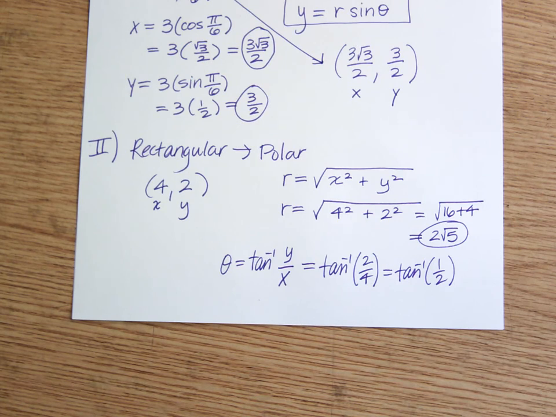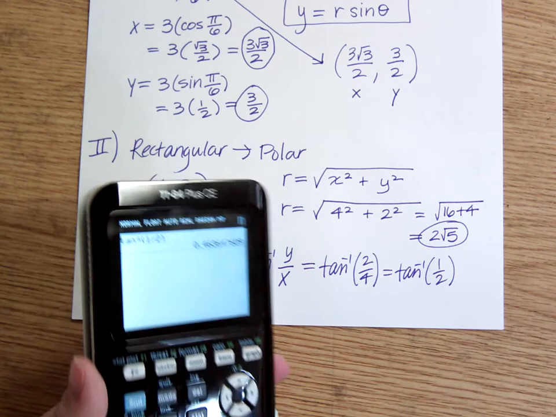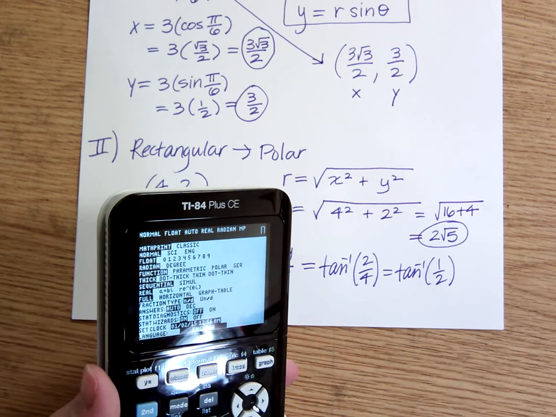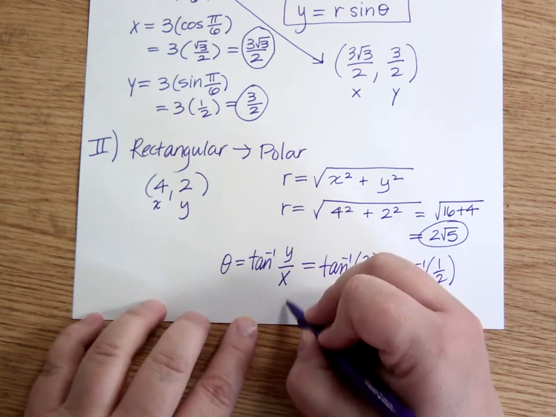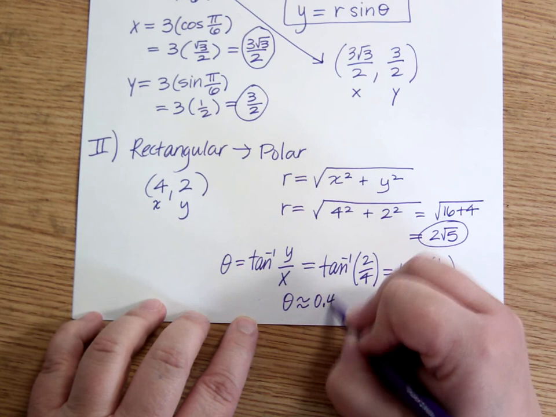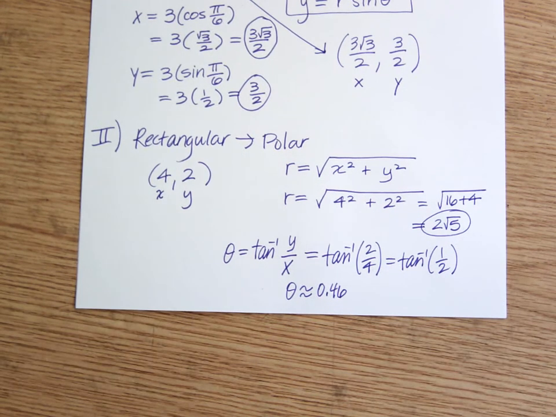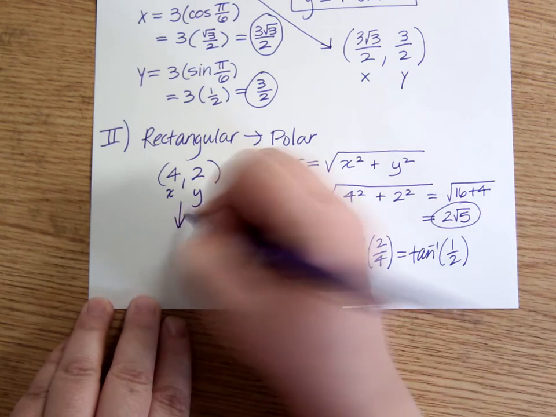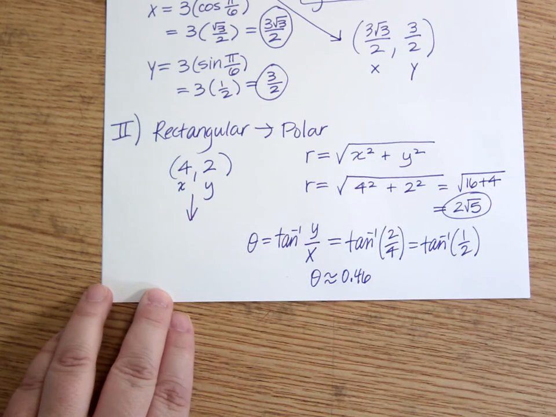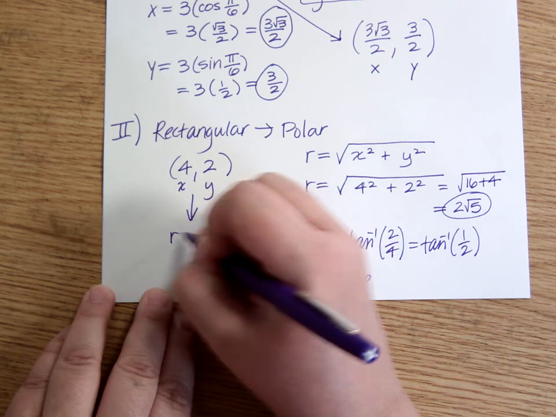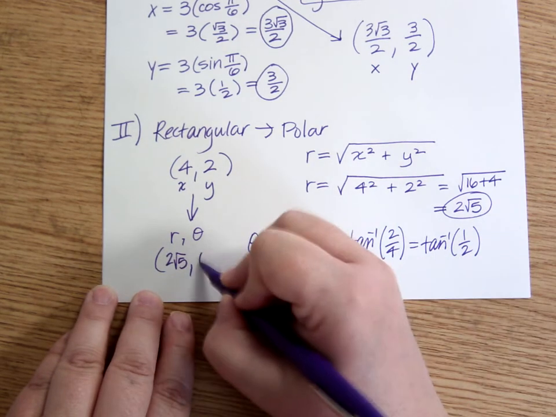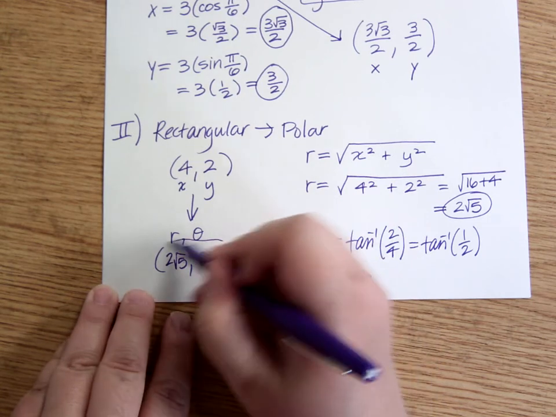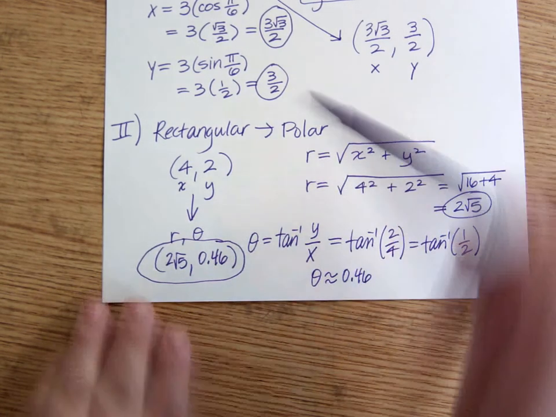Inverse tan of 1/2. Now notice that in these we're pretty much working with radians, so this is going to be in radians. Check your mode to make sure you're in radians, and mine is. I get 0.46. So I'm going to say theta is about 0.46. Now this is radians in decimal form; in other words, the pi is already in that. The calculator can't do it the other way around, basically. So we have (r, theta), where r is 2 root 5 and theta is 0.46. So that's the polar coordinate version of these rectangular coordinates.